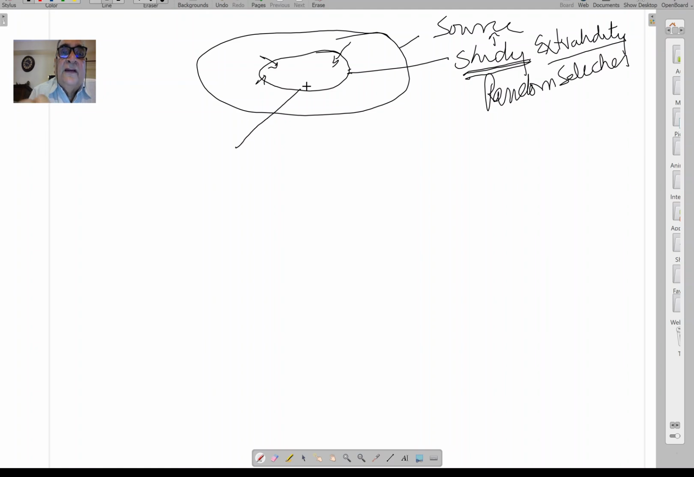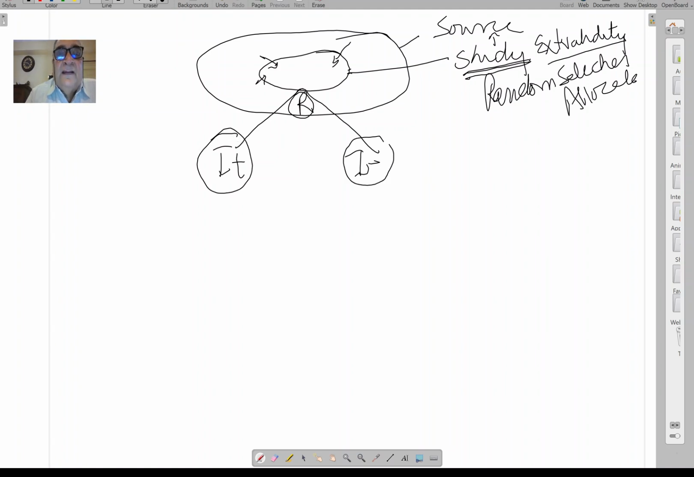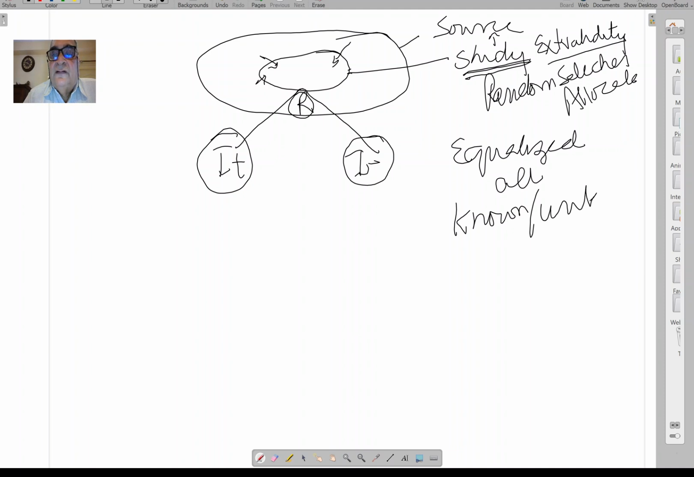Then you do random allocation. If you randomly allocate over a sufficient sample size, remember the word allocation, to the two treatment groups, Ivermectin plus and Ivermectin minus, then Ivermectin plus and Ivermectin minus groups would be equalized on all known and unknown confounders, so that the only possible explanation of the results would be the treatment, Ivermectin plus and Ivermectin minus.